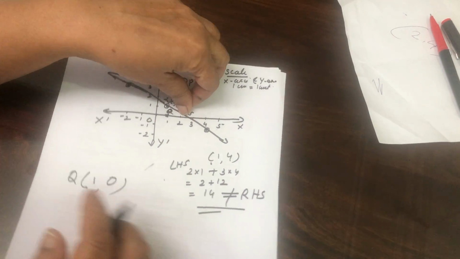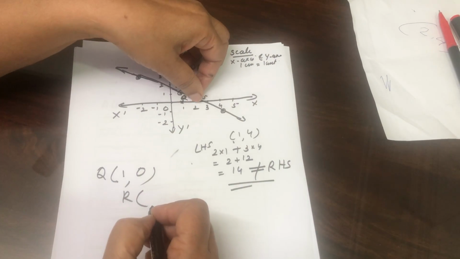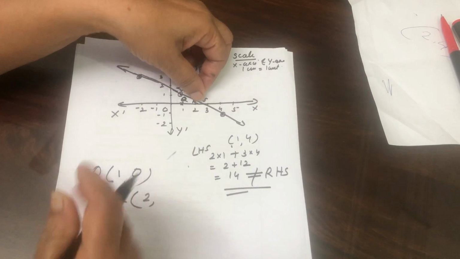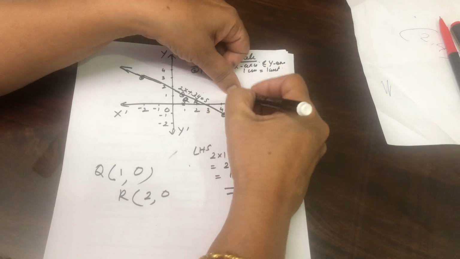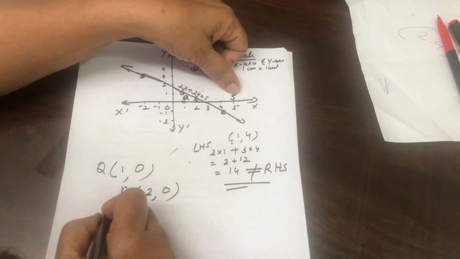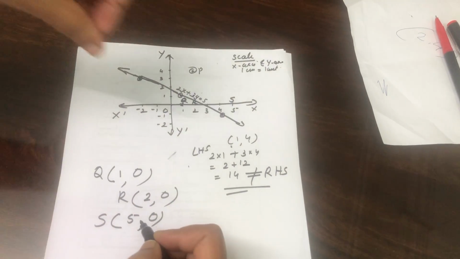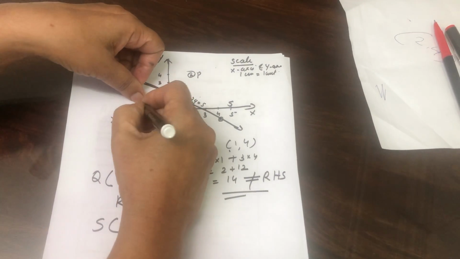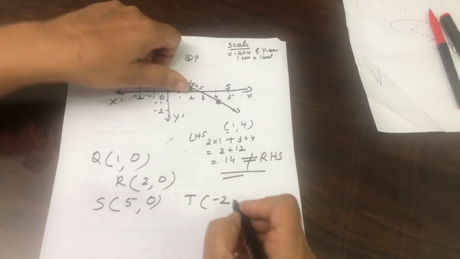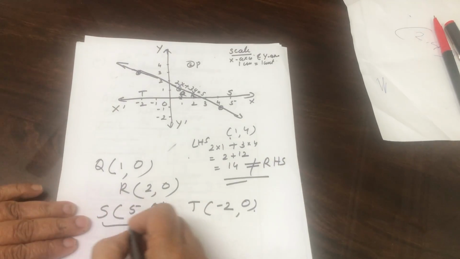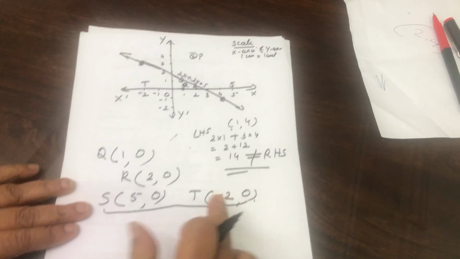Take this point 2. This one I take as R. What is R? The x coordinate is 2. The y coordinate on the x axis is 0. Take this 5. Yes, the x coordinate is 5, the y coordinate is 0. This side you come, this is T. The x coordinate is -2, the y coordinate is 0. So you can tell that any point on the x axis, the y coordinate is 0.